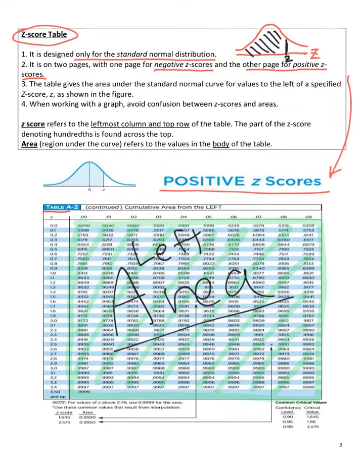And z-scores can be found in the left column right here, and also in the top row. So the first part of the z-score, the digits in the ones and tenths places, are in the left column, okay? And the top row is the second part of the z-score, which is the hundredths place, all right?